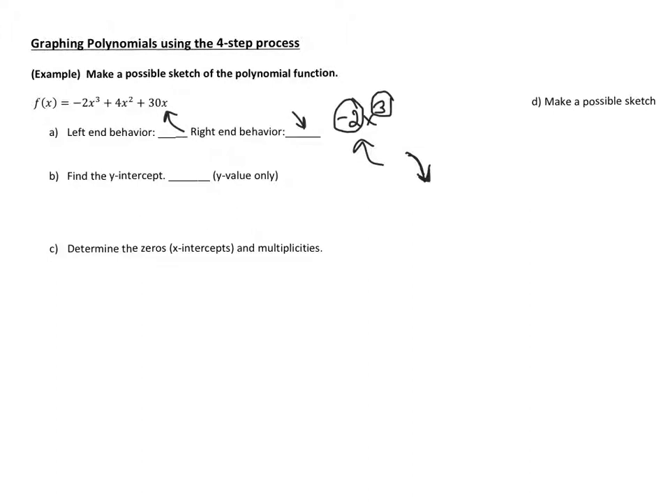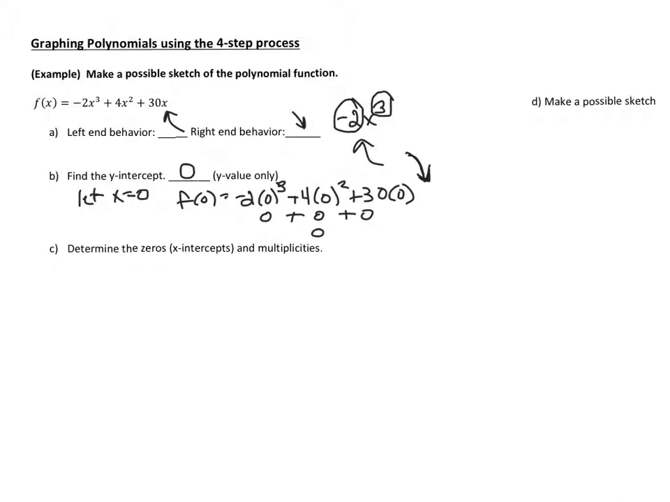Okay, now let's move to part B and find the y-intercept. We know to find the y-intercept, we need to let x be 0. So all we have to do is plug 0 in for x in my function. So f of 0, if I plug in 0, you get 0 cubed plus 4 times 0 squared plus 30 times 0. Everything is 0: 0 plus 0 plus 0. Therefore, my y-intercept is 0.